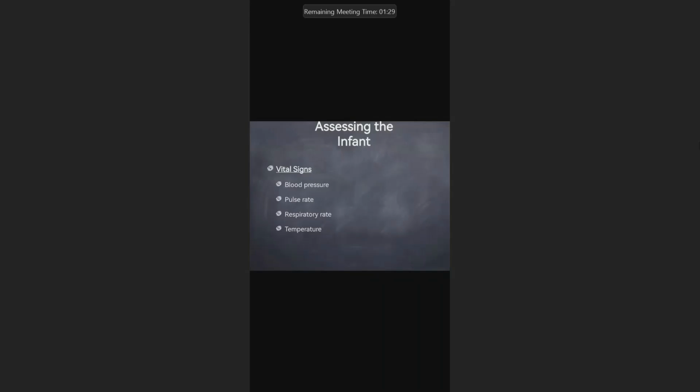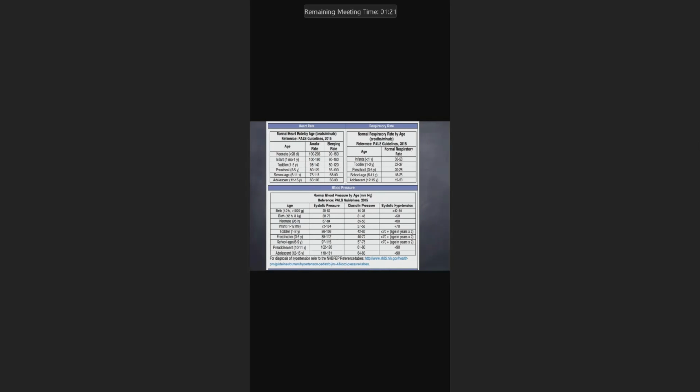We check for the length and the weight. But this one is used by the CDC, but right now we are following the Z-score. The Z-score for the weight for age, weight for height, height for age. So the vital signs include the blood pressure, the pulse rate, the respiratory rate, and the temperature. So this, you can see in your Nelson's textbook on pediatrics.